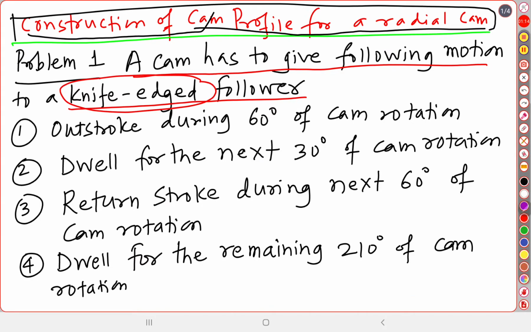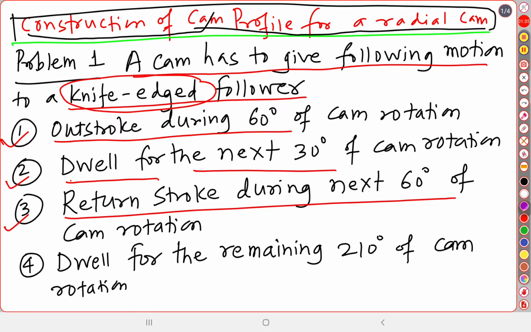Let us see how the motion of the cam is. Number 1, outstroke during 60 degree of cam rotation. It means the outstroke is given for a cam rotation of 60 degree. After that there is a dwell for the next 30 degree of cam rotation. Third, return stroke during the next 60 degree of cam rotation. And fourth is dwell for the remaining 210 degree of cam rotation.